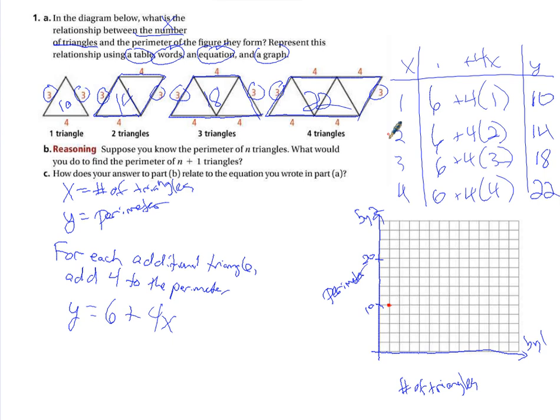Then I have 2, comma, 14. So from the origin, I go over 2, and then I go up 14. Well, there's 10, and then 12, and then 14. What's my next ordered pair? 3, 18. So from the origin, I go over 1, 2, 3, and then I go up to 18. Well, there's 14, there's 16, there's 18. And my last ordered pair is what? 4, 22. So from the origin, I go over 1, 2, 3, 4, and then I go up to 22. So that's 20 right there. There's 22.